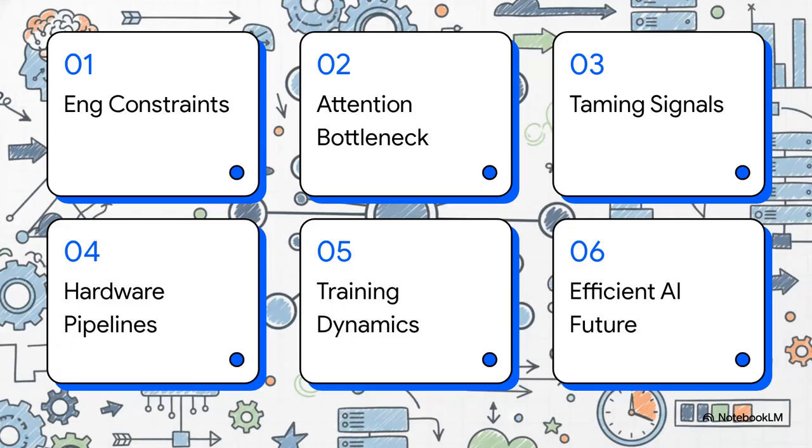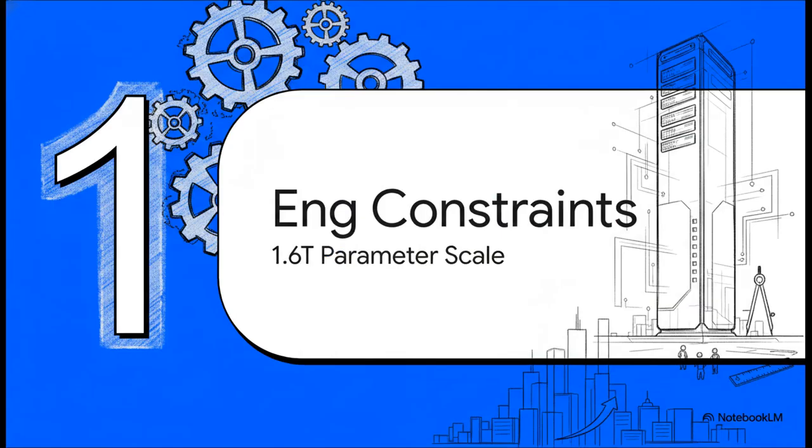So here is our system blueprint for today. We'll quickly cover their engineering constraints, then move on to solving the attention bottleneck, taming trillion parameter signals, choreographing GPU hardware pipelines, stabilizing AI training dynamics, and we'll wrap up with what this means for the future of efficient AI. Let's get to it. Okay, part 1, engineering constraints.